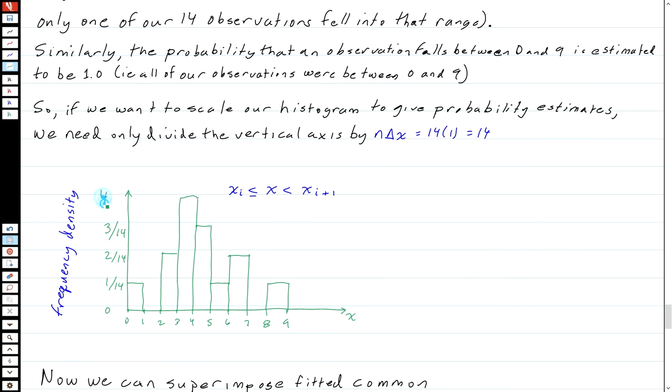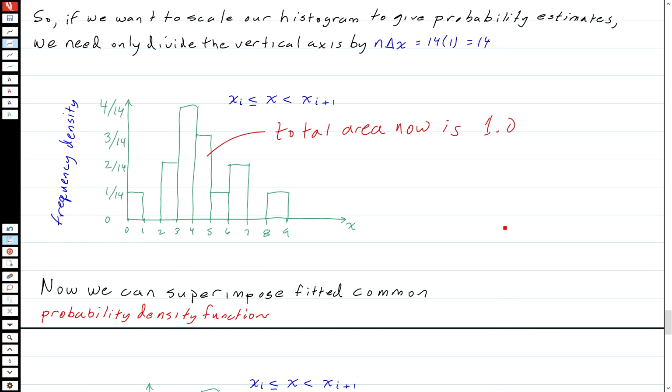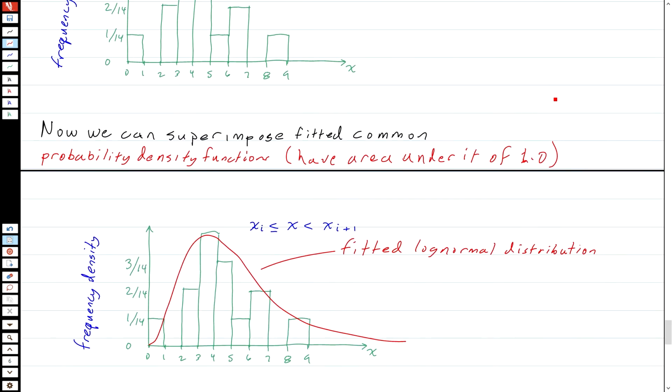So we end up with a new plot now. I should show the 14 here. All we've done is change the vertical scale by dividing it by 14. So the plot looks exactly the same, it's just that we've squished it down, so now the total area is 1.0. We get 1/14 plus 2/14 plus 4/14 and so on. Add them all up, you get a total area of 1. And the reason we like to do that is because if we superimpose a fitted common probability distribution, which will have area under it of 1.0, then the two things are to the same scale.